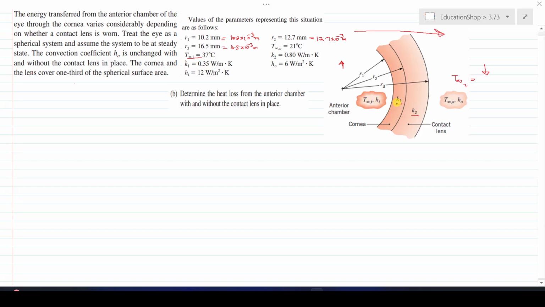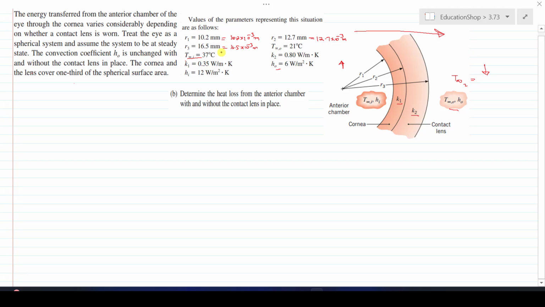The thermal conductivity of the first layer is k1, that is 0.35 watt per meter Kelvin, and the thermal conductivity of the second layer, the contact lens, is k2, that is 0.8 watt per meter Kelvin. The convection heat transfer coefficient outside the contact lens is h_o, and it is 6 watt per meter square Kelvin. So all the required parameters are given.